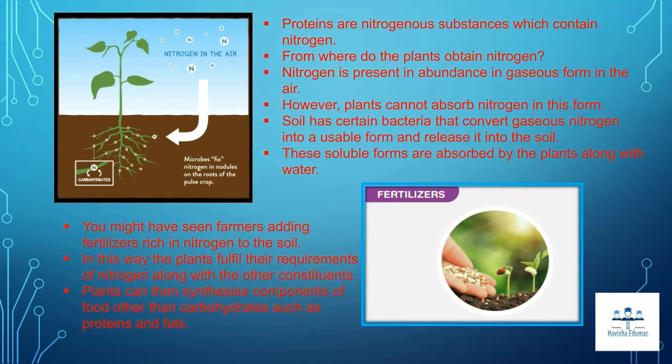Proteins are nitrogenous substances which contain nitrogen. From where do plants obtain nitrogen? Nitrogen is present in abundance in gaseous form in the air. However, plants cannot absorb nitrogen in this form. Soil has certain bacteria that convert gaseous nitrogen into a usable form and release it into the soil. These soluble forms are absorbed by the plants along with water.